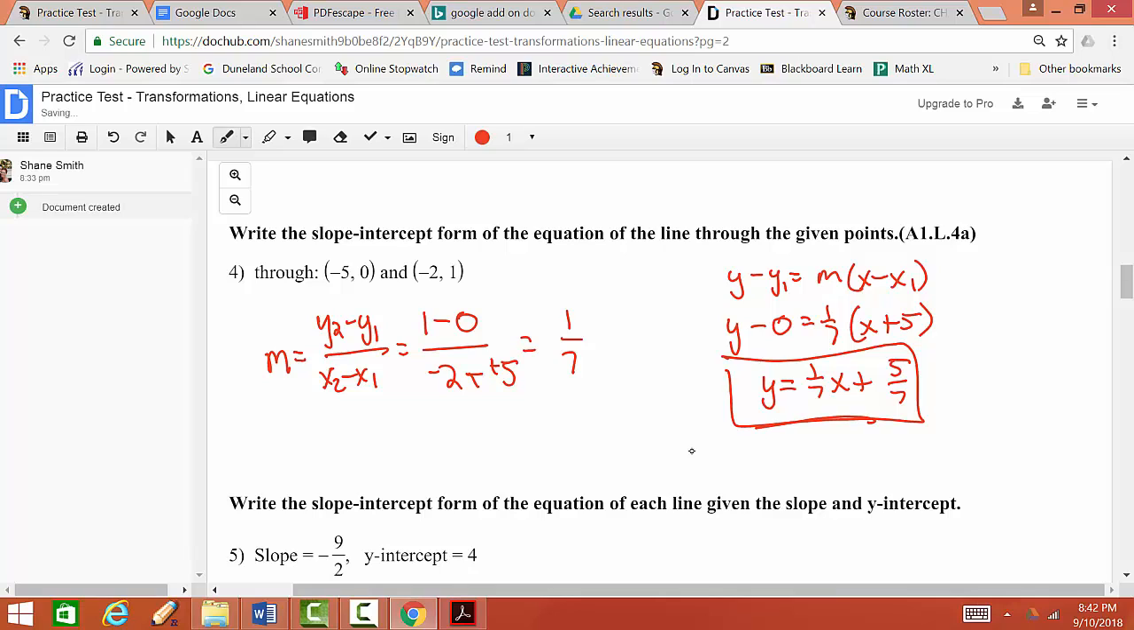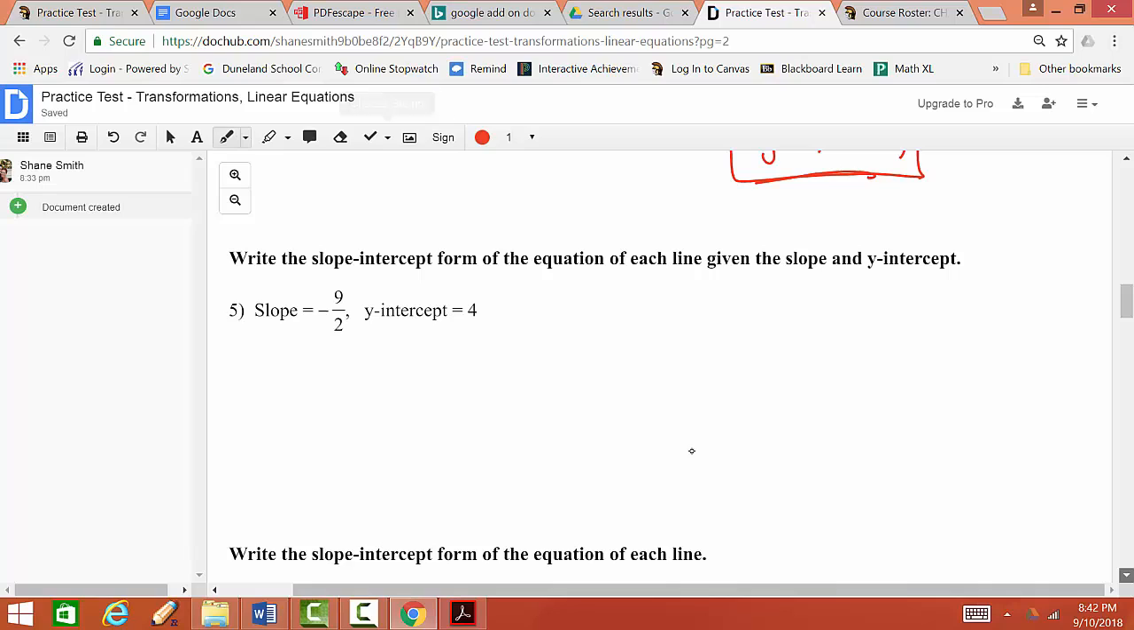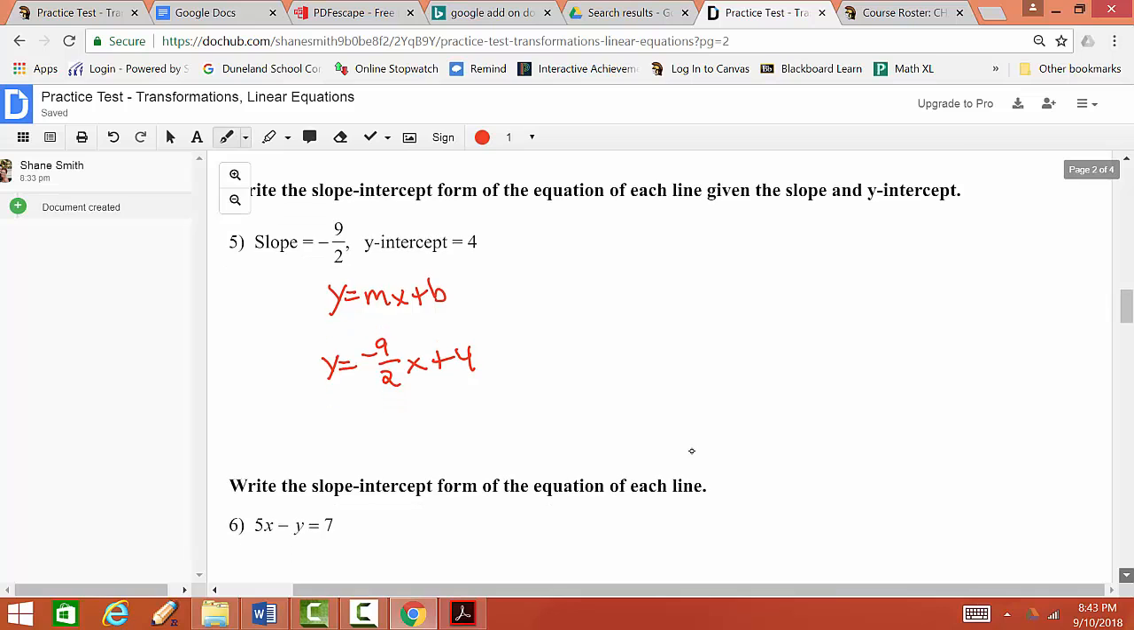The next one is pretty simple. You're given a point and a slope, or actually a slope and a y-intercept. So there's really not much thinking here. Y equals mx plus b. So to get the slope-intercept form, -9/2 x plus 4 is the answer. That's it. You just put the slope where m is, you put the y-intercept where the b is.